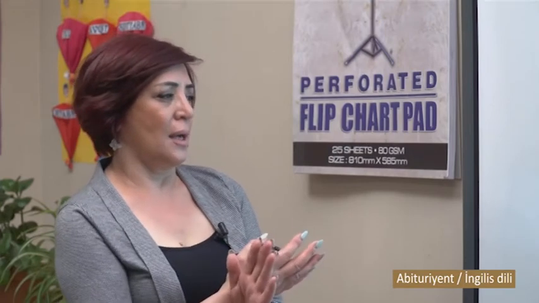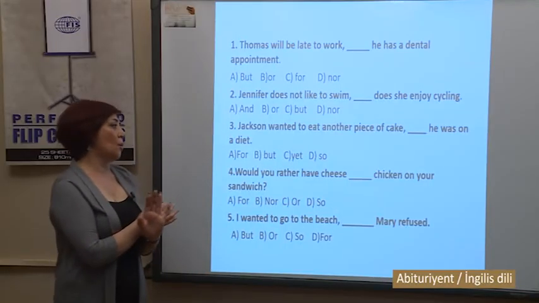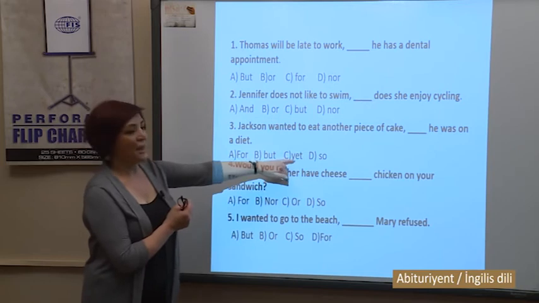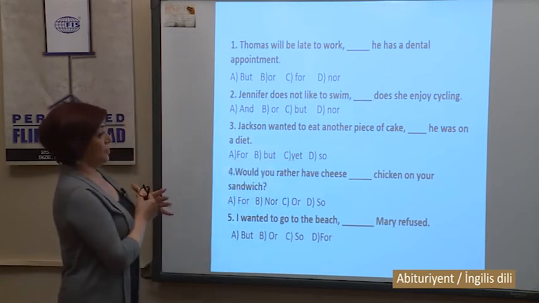Number 3, Jackson wanted to eat another piece of cake. He was on a diet. So again, this is a contrast meaning, but here the contrast meaning is though. Yet gives us the meaning of though here. Yes, though he was on a diet.